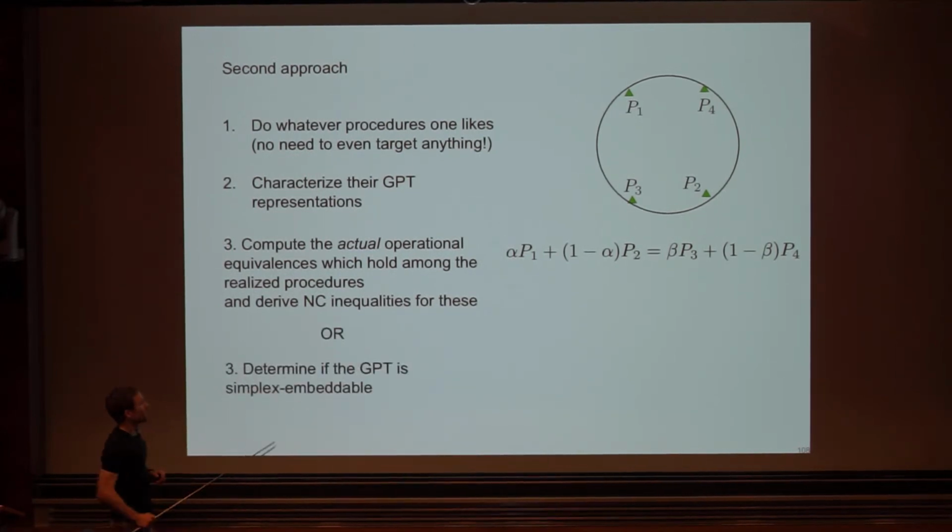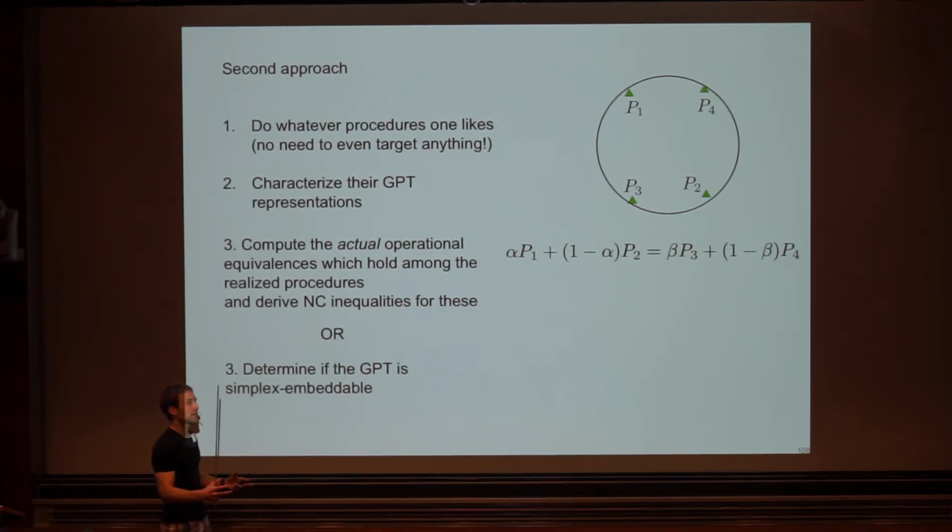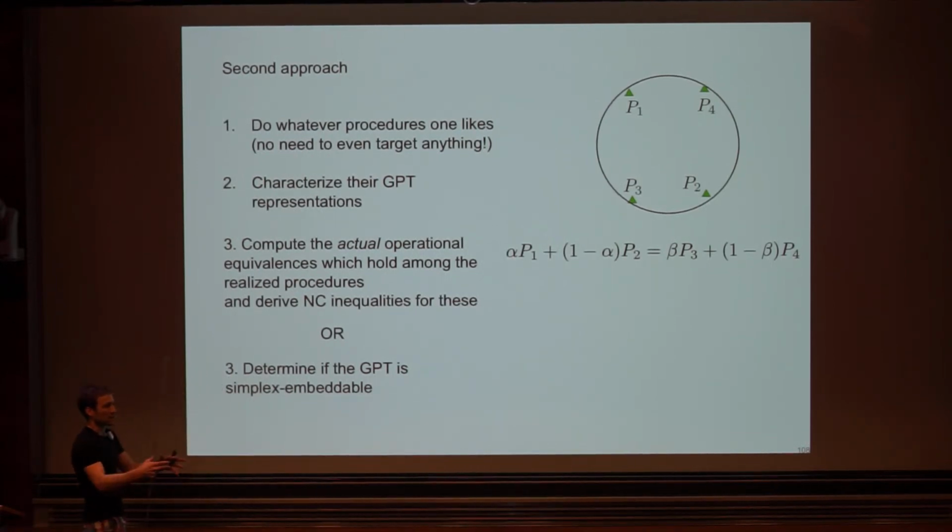Or alternatively, forget about inequalities altogether. Sometimes that's a useful way of studying things. But we saw we had this other approach where you just take the GPT representation, find a simplex embedding, or use this linear program to prove that no such embedding exists. And in that approach, you don't even need to talk about inequalities at all. You take the whole structure of the theory, and you compare that structure to the simplicial theories to decide if you have classicality or non-classicality.